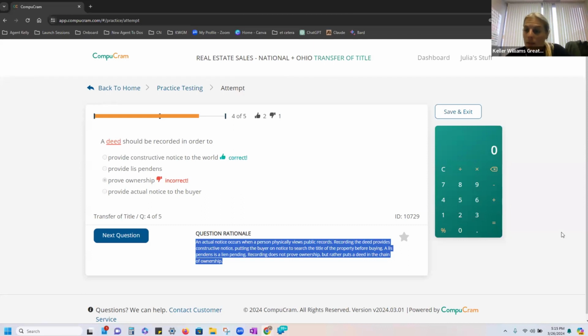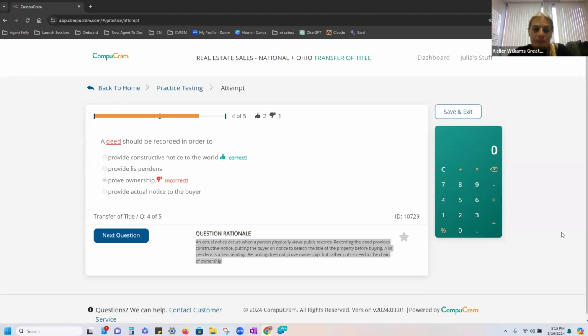Yeah, that is super confusing. Just by the word recorded, the whole answer changes. So a deed should be recorded in order to provide constructive notice to the world. So constructive notice is key. Actual notice occurs when a person physically views public records.